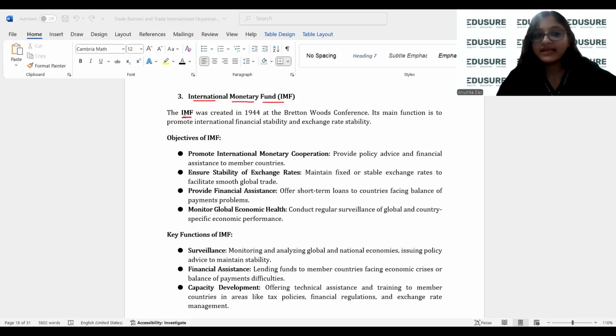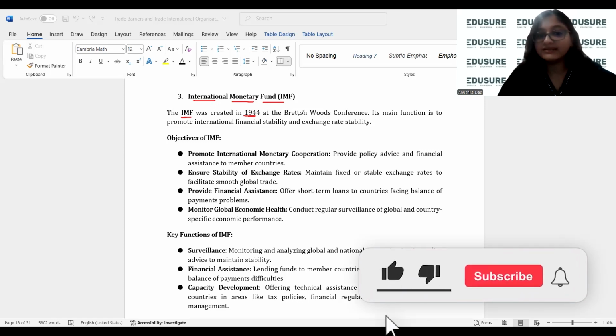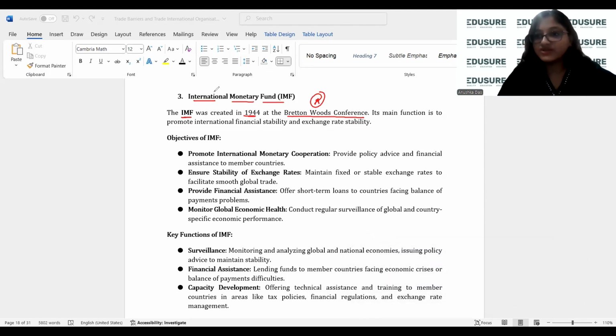So IMF, the International Monetary Fund, was established in the year 1945. Or 44, in some books you will find 44, in some books you will find 45. So within this range, at the Bretton Woods Conference. This is the most asked question in UGC NET. Bretton Woods Conference gives rise to which organization? Or IMF was formed with the help of which conference? Which conference gives birth to IMF? So any kind of questions might come. Bretton Woods is associated with IMF.